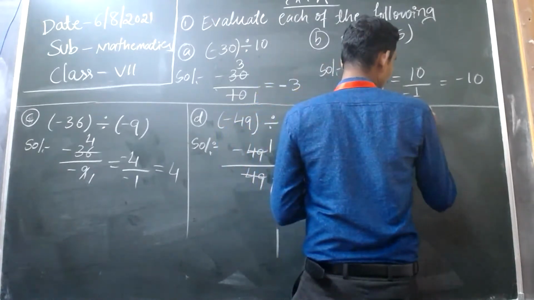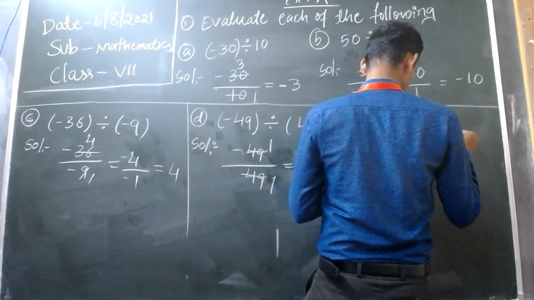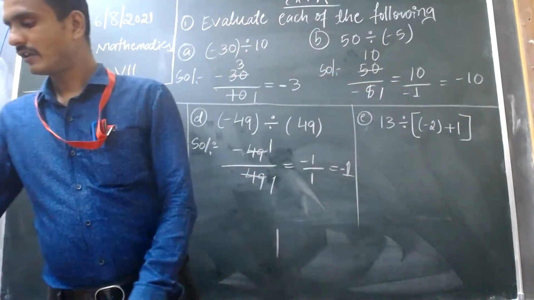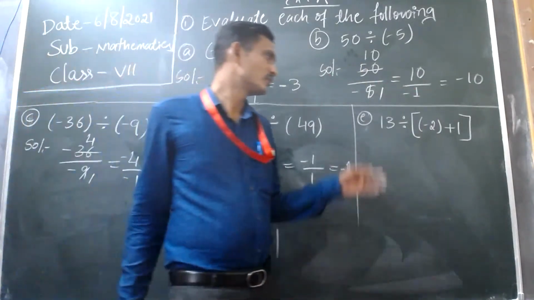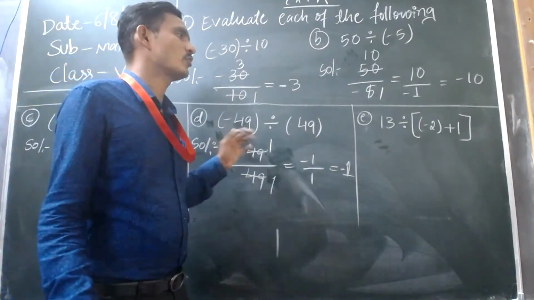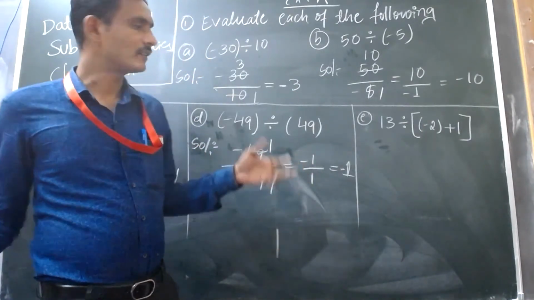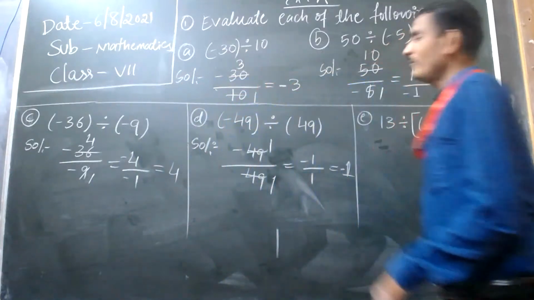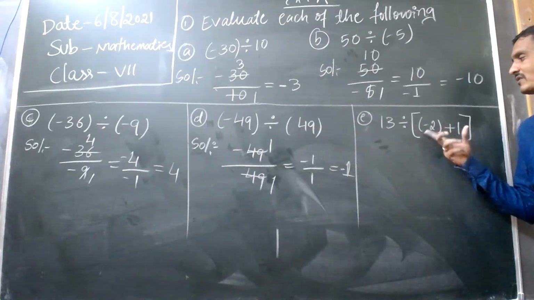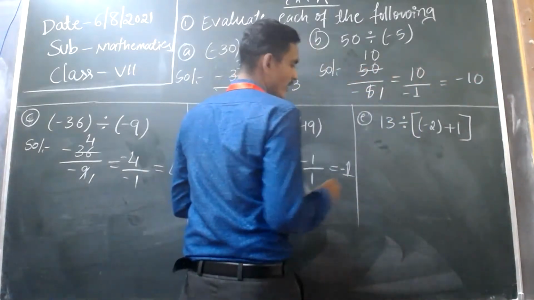13 divided by, in brackets, minus 2 plus 1, bracket close. So this is a different type of case. For all the problems up to D, direct numbers are there, one positive and one negative. We directly divided and got an answer. Now here one more bracket is there. Then what we have to do is first solve the bracket. So I will write the solution here.